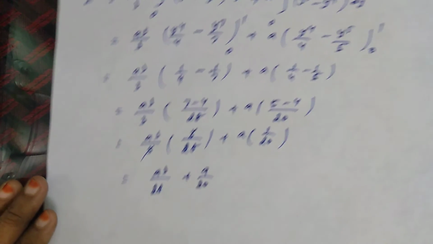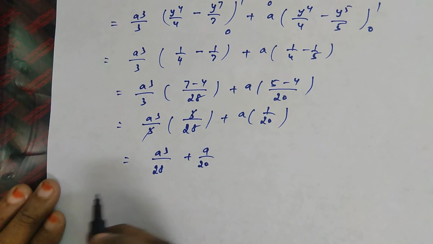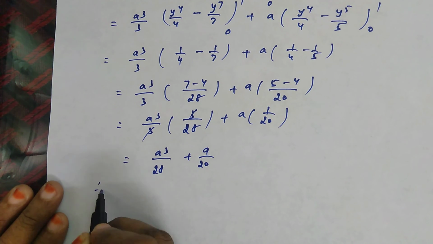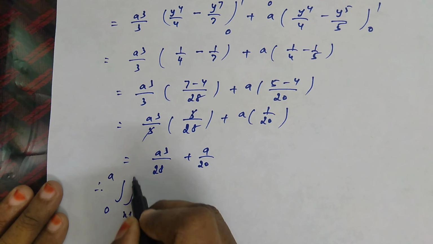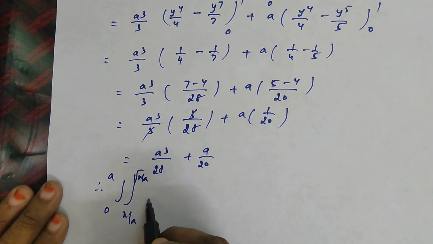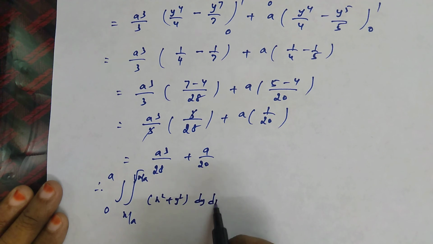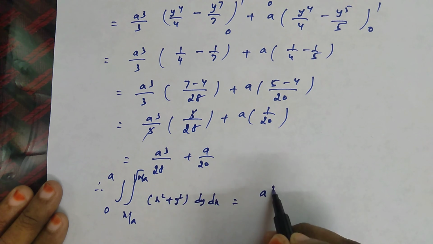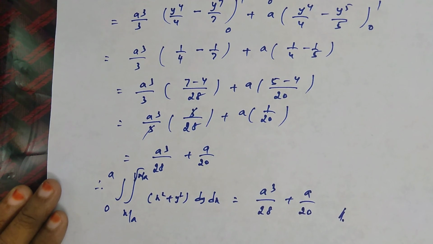I think this is our required answer, because after this there is no further step. So our required answer, therefore, the double integral 0 to a, x by a to root of x by a, x square plus y square dy dx, the answer is a cube by 28 plus a by 20. So this is the answer for the given question.